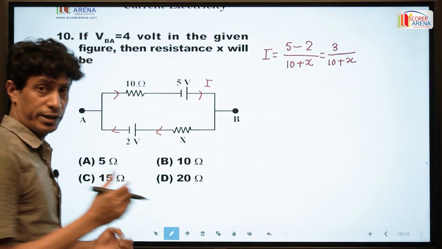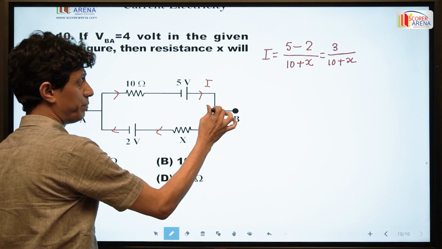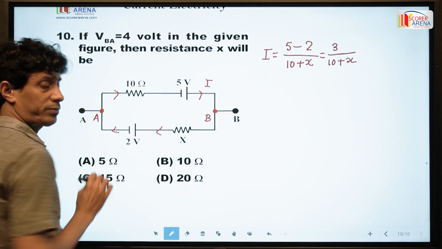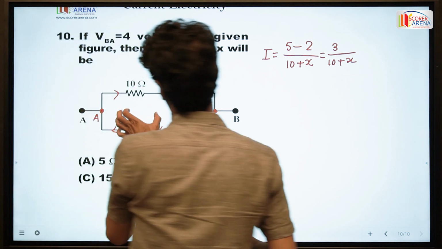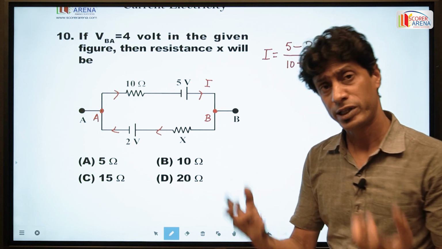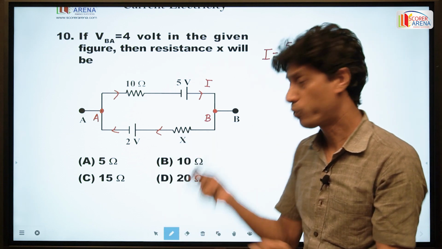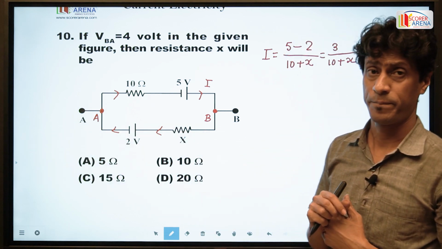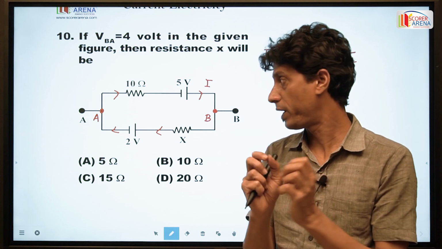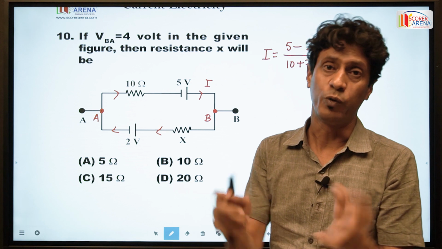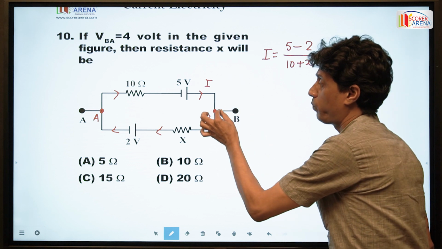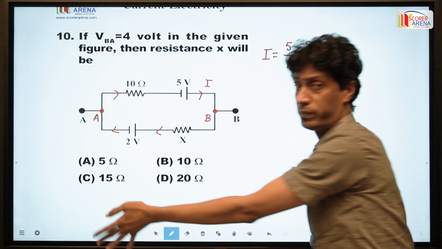One important piece of information given in this problem is the potential difference between the point B and A. This is the point B and this is the point A. If we apply Kirchhoff voltage law here, it can be applied in any open circuit also, from one point to another point of the circuit. You shouldn't think that the Kirchhoff voltage law is applied only in the case of a loop or mesh. You can apply the KVL from any point of the circuit to any other point of the circuit.